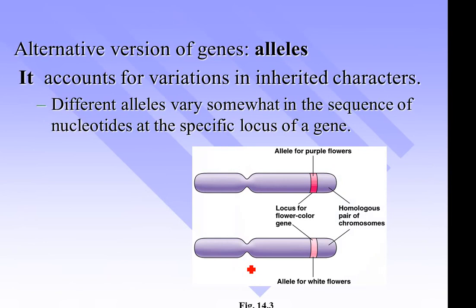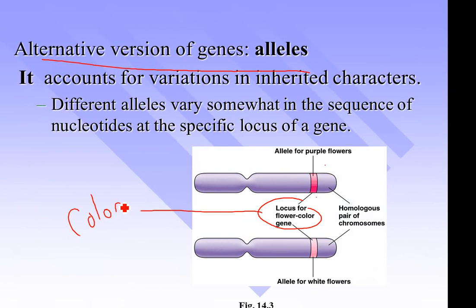So if we look here, basic definition: it's an alternate version of a gene. So what's a gene? If you look over here, here are two homologous chromosomes. That means they're from two different parents, but they're the same size, same shape. They are for the same trait. So here's the deal. The trait is going to be the color. The variation would be purple or white.